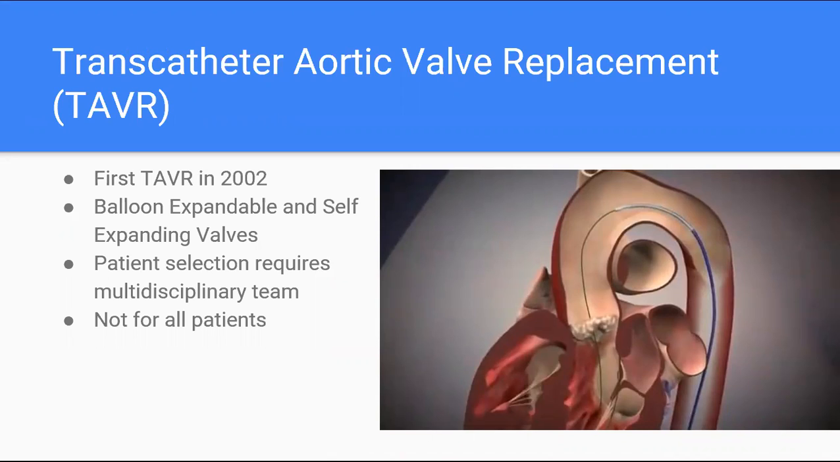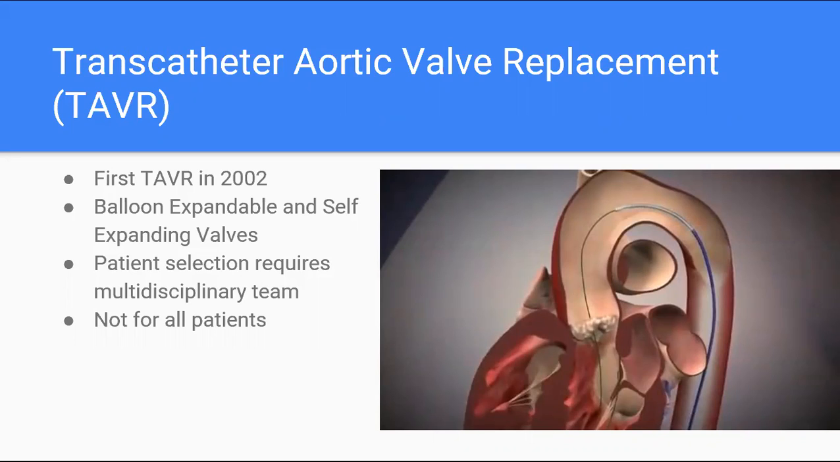Hi guys, so I'm going to talk about the transcatheter aortic valve replacement. The first TAVR was done in 2002, and since then there have been more than 200,000 TAVRs performed. There are two types of valves available. One is a balloon-expanding bovine valve, and the other is a self-expanding porcine valve.